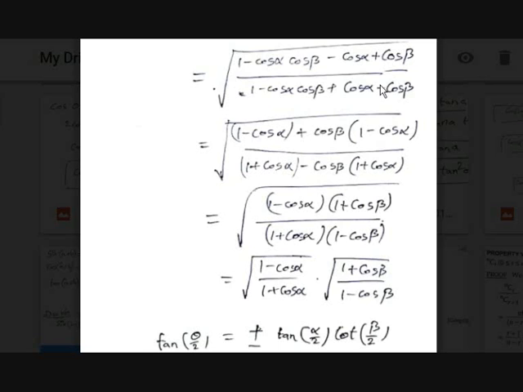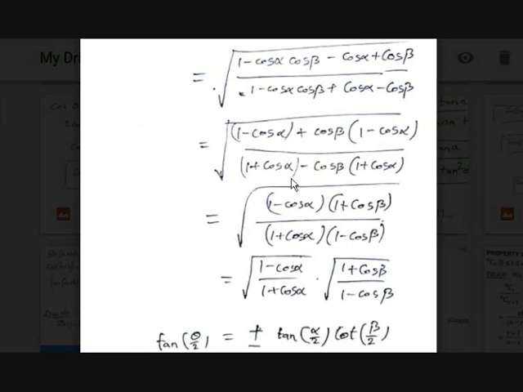Think carefully. If you think carefully, you may understand that you can take something common, right? For example, if you take the first and third terms in the numerator, it becomes 1 minus cos alpha, right? And for the second and fourth terms, what if we take plus cos beta common? Then it becomes cos beta into (1 minus cos alpha). In the denominator, we get 1 plus cos alpha, 1 plus cos alpha, and in the second and fourth terms take minus cos beta common. It becomes minus cos beta into (1 plus cos alpha). Now if you see carefully, only the positive and negative signs are different, right? But let's still simplify that.